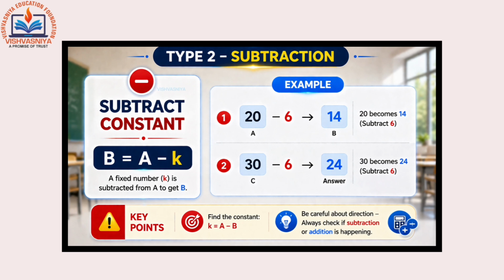Next is subtraction analogy. Here, a number is subtracted from A to get B. For example, if 20 becomes 14, then 6 is subtracted. So, 30 will become 24 by subtracting the same value. Students must be careful about direction, always check whether subtraction or addition is actually happening.